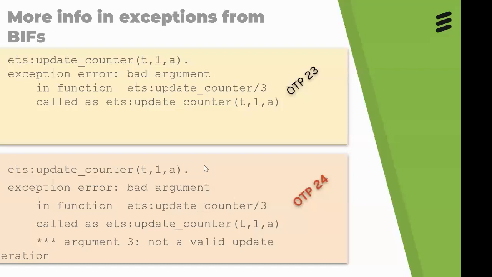Another feature that you can look at is when you get an exception from a built-in function. Until before OTP 24, you only get bad argument or badarg, and nothing telling you what's wrong with the argument, or if the BIF has more than one argument, it doesn't tell what argument is the bad one. So now you can see below here that we are giving information about which argument was the bad one and what's wrong with it.